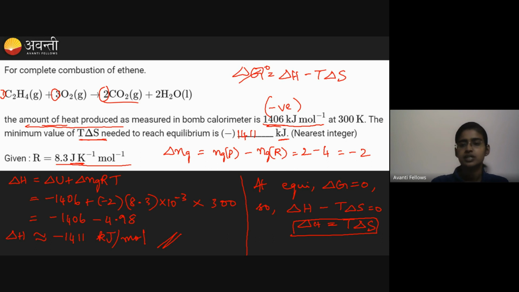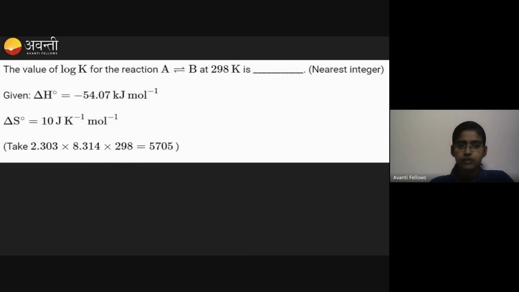Coming to one more question. The value of log K for the reaction A giving B at 298 Kelvin is asked. Delta H naught is given, delta S naught is given. Okay, everything is given. We have to find out log K. Now, using the given values, we can use the relation delta G naught equal to delta H naught minus T delta S naught. So using this, we can find out delta G, and from delta G, we can get log K. Okay.